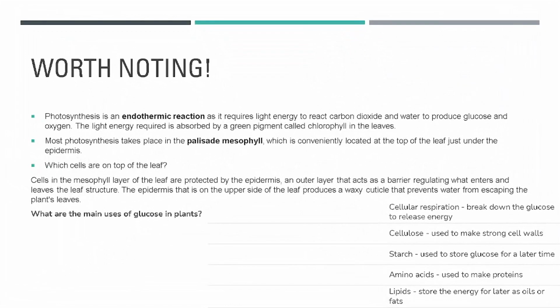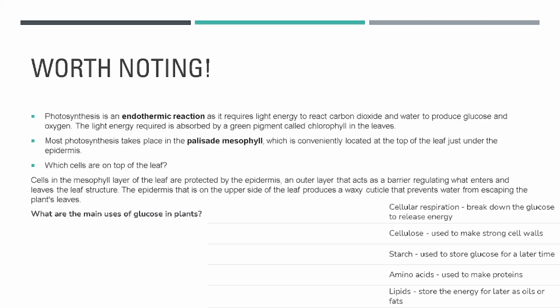Worth noting, photosynthesis is an endothermic reaction, as it requires light energy to react carbon dioxide and water to produce glucose and oxygen. The light energy required is absorbed by a green pigment called chlorophyll in the leaves. Most photosynthesis takes place in the palisade mesophyll, which is conveniently located at the top of the leaf, just under the epidermis.